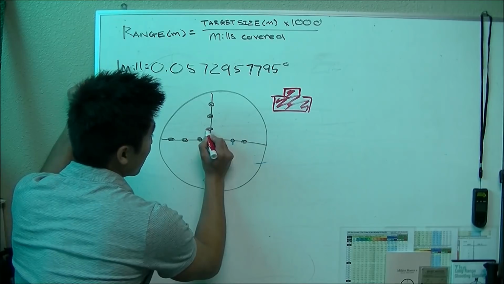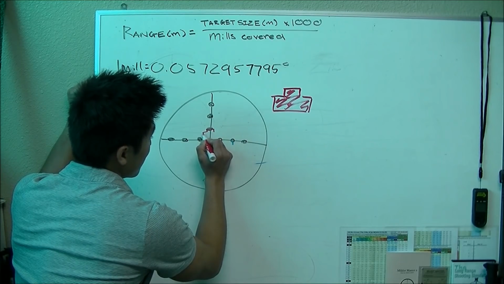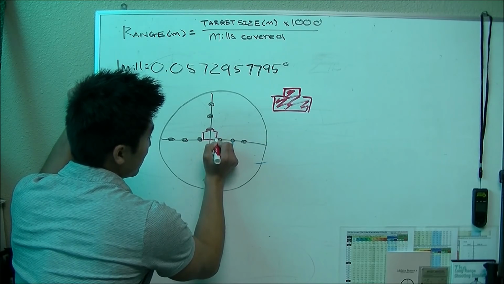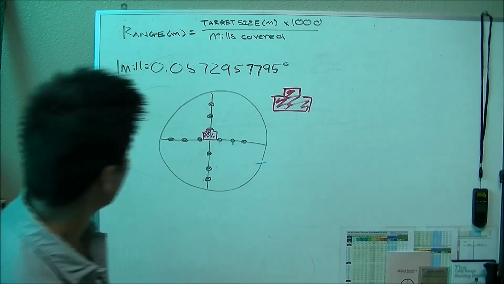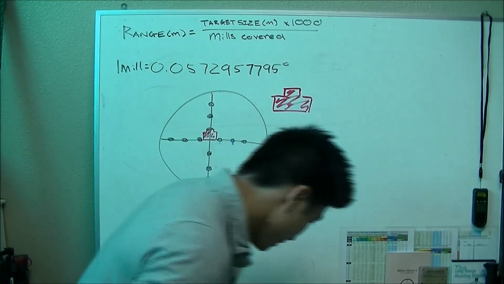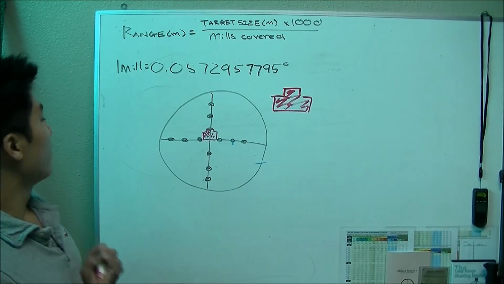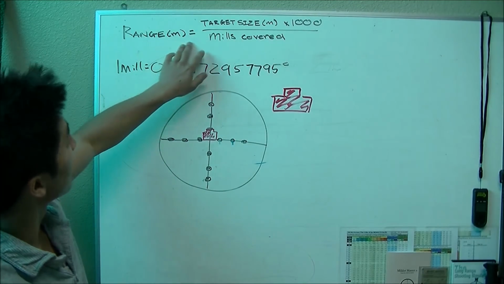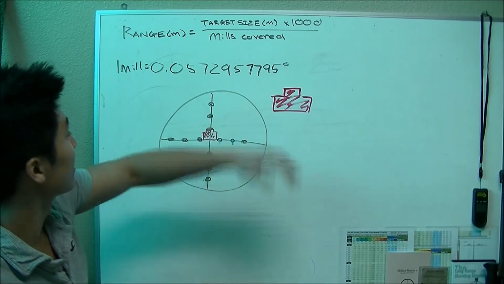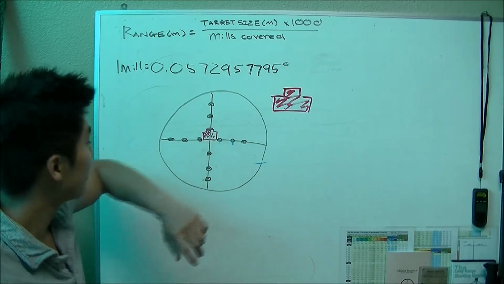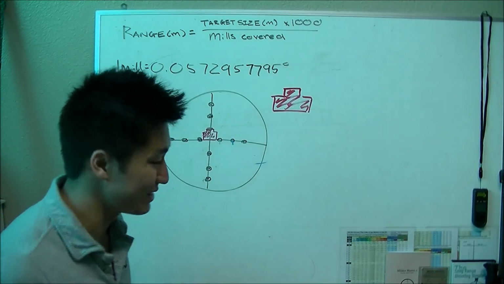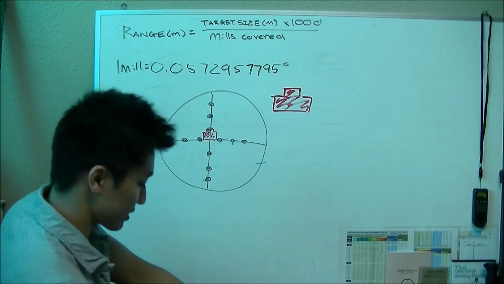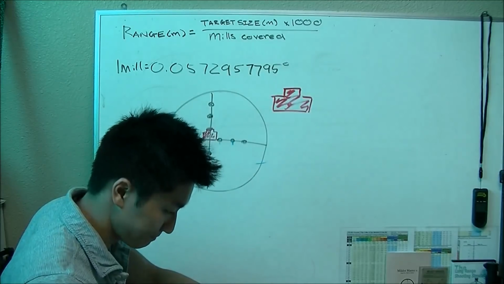So let's say the target is, by visually looking at it, right there. Okay? So now you guys could be like, okay, well, range in meters is going to be target size multiplied by 1,000 divided by mils covered. In this case, it's going to be 1. But this video is basically just going to show you how that works in a more elementary way.